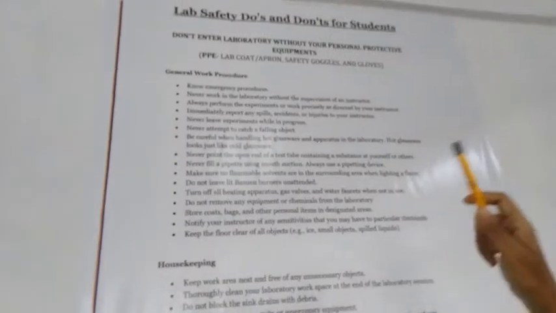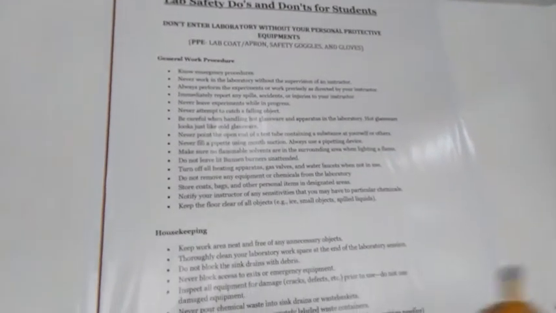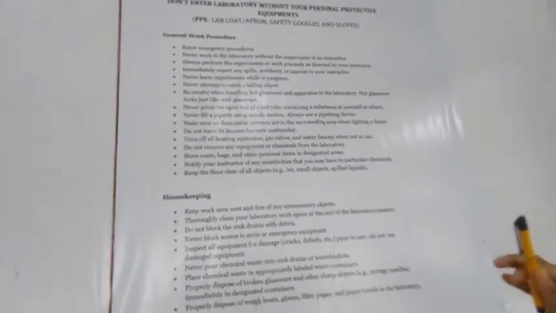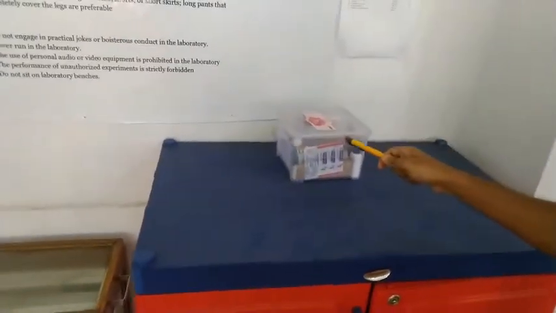And here you can see the list of do's and don'ts in the chemistry lab. All of these we have to follow to stay in the lab or to perform any kind of experiment. These are the list of experiments. And here we have the first aid box. If anything happens, we can give first aid to the students.